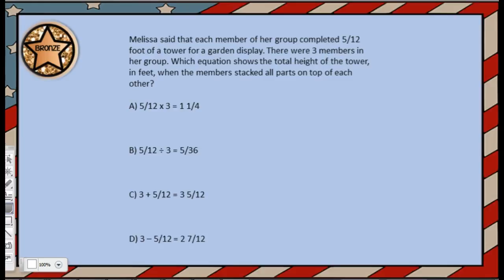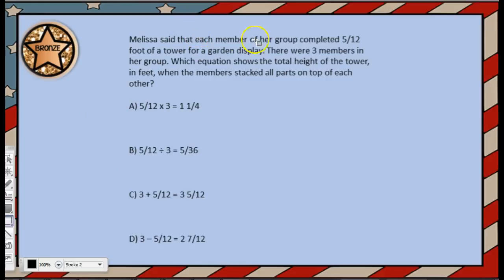Melissa said that each member of her group completed 5/12 foot of a tower for a garden display. There were 3 members in her group. Which equation shows the total height of the tower in feet when the members stacked all parts on top of each other? All right, so let's first find our important information.